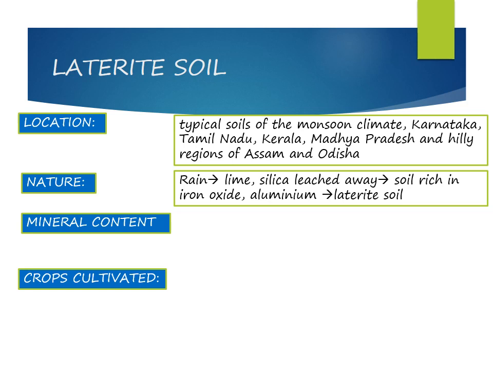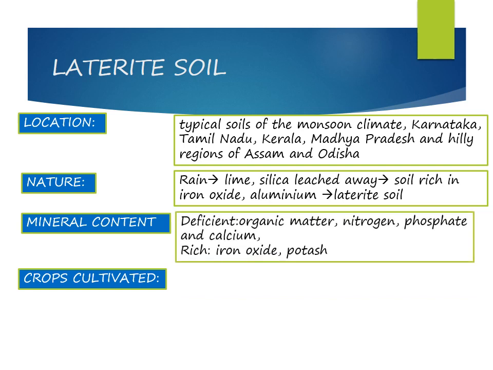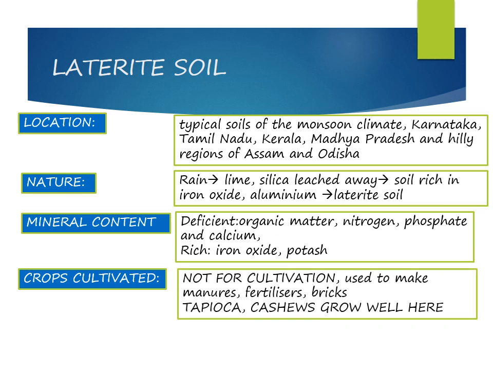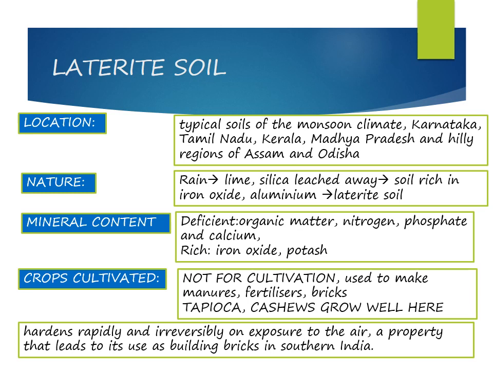This soil is deficient in organic matter, nitrogen, phosphate, and calcium, while it is rich in iron oxide and potash. This makes it not very suitable for cultivation. It is usually used to make manures, fertilizers, and bricks. However, tapioca and cashews grow quite well over here. Now this particular soil hardens rapidly and irreversibly on exposure to air. This property is what leads to its use as building bricks in southern India.